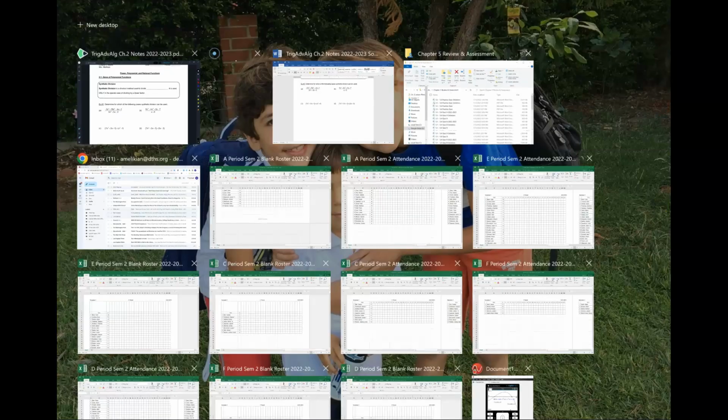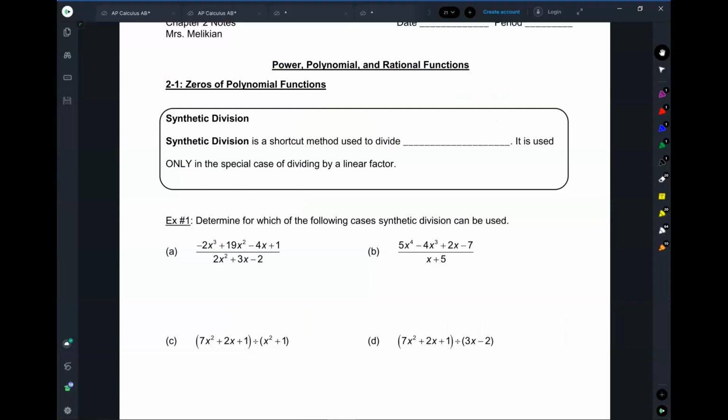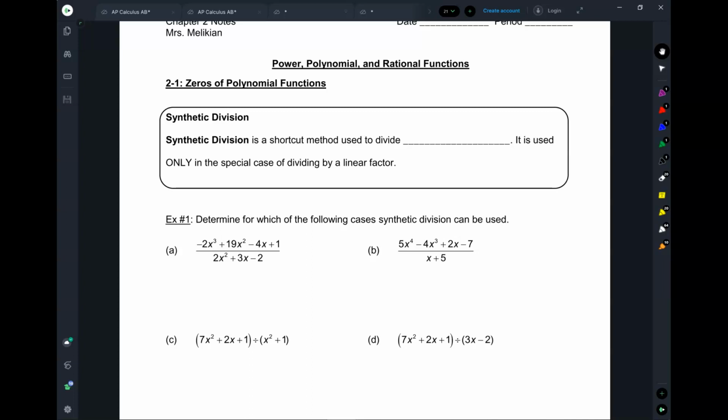So synthetic division is basically a shortcut way to divide polynomials. And we're only going to use it if we're dividing by a linear factor, right? Dividing by a linear factor. Linear means the highest exponent is a 1.